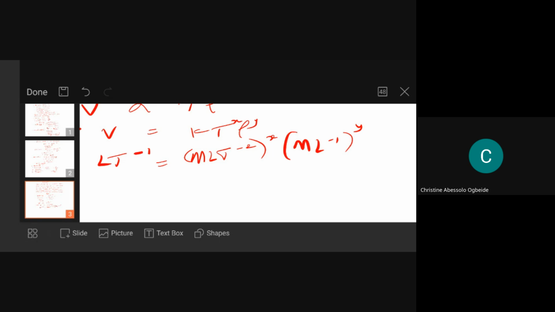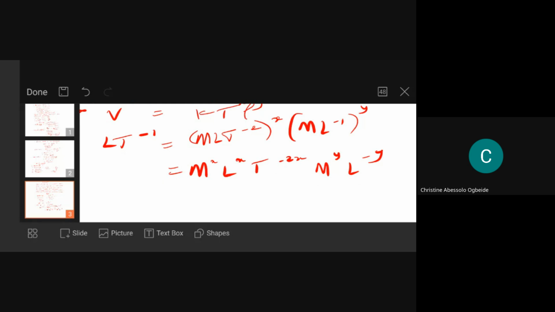Let me take off the bracket sign. We've applied the law of indices, the power multiplication law. This gives me the dimension M^x, L^x, T^(-2x). And for this one, I have M^y, L^(-y). All of this is equal to LT^(-1).